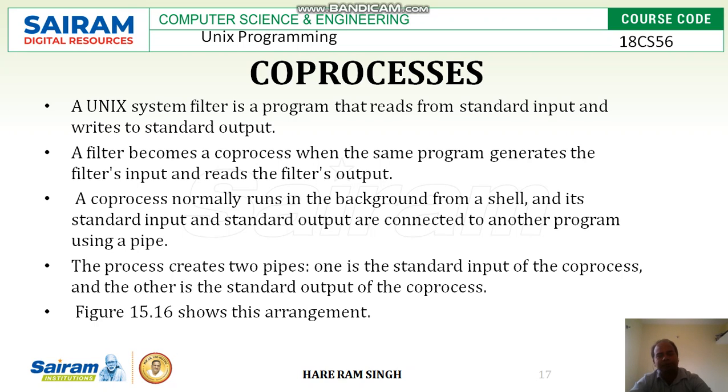The coprocess normally runs in the background. One very strong feature of a coprocess is that it always runs in the background from a shell, and its standard input and standard output are connected to another program using pipes. The process creates two pipes: one for the standard input of the coprocess and another for the standard output of the coprocess.